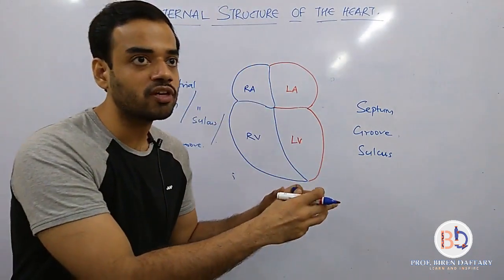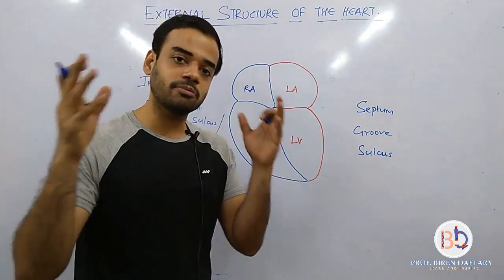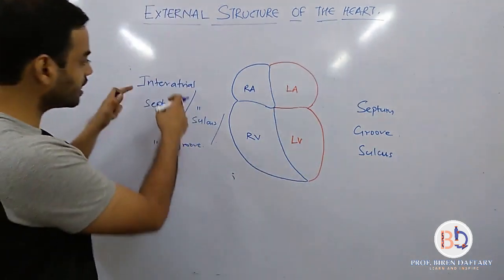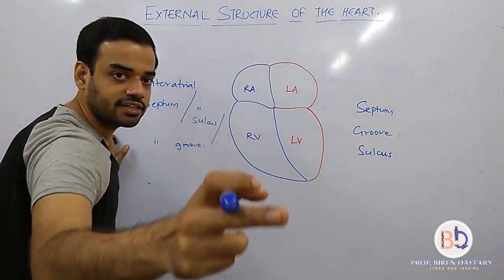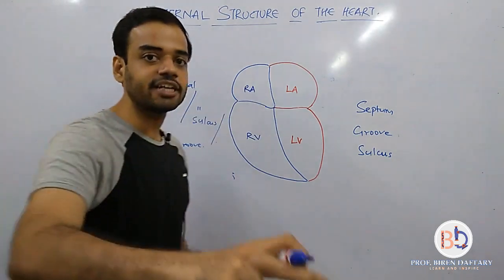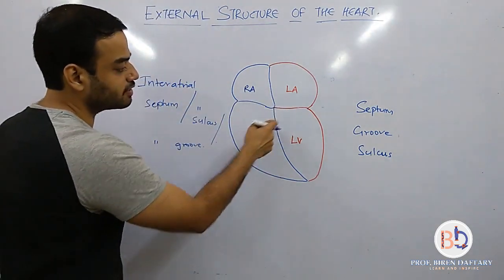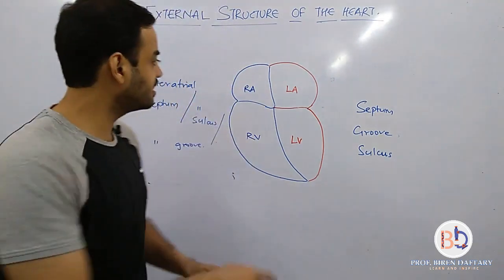अरे, एक जगह पे groove है, एक जगह पे sulcus है, एक जगह पे septum है, तो confuse मत होना, सबका meaning एक ही है. आपको ये आगे का part याद रखना है. If it is between the two atria, it is interatrial. If it is between the atrium and the ventricle, it is atrioventricular. And if it is between the two ventricles, it is interventricular. Very simple. So is this clear?